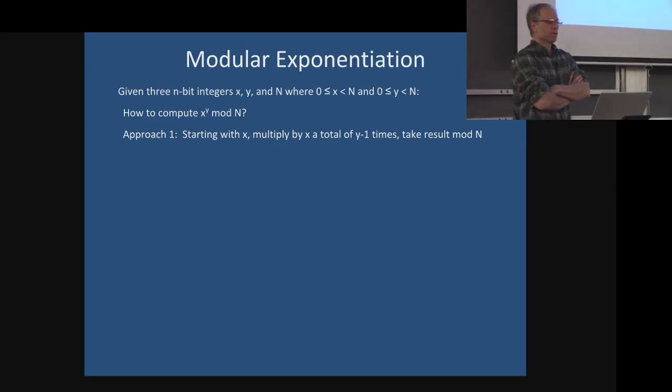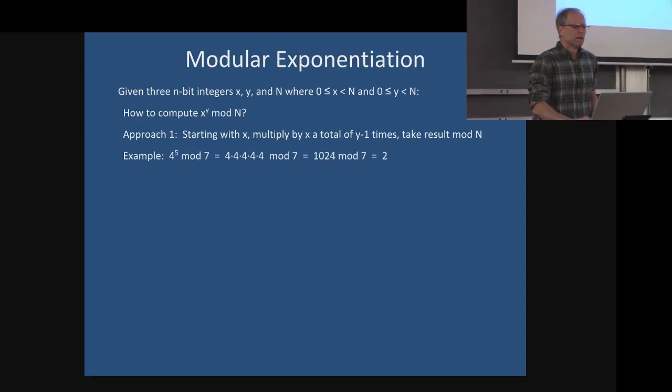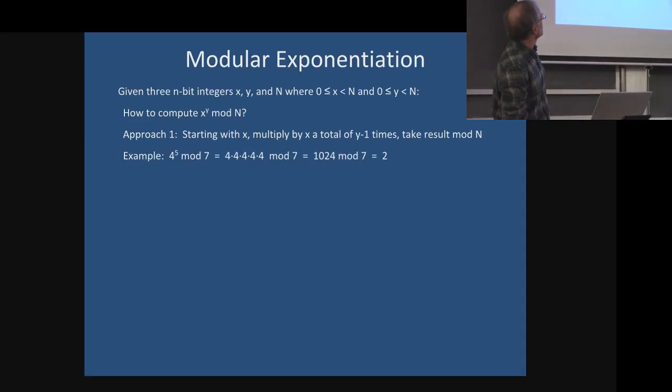So what we do is we just do x times x times x times x times x, y minus 1 times in a loop, and then we take the result mod n. That's probably the simplest way to think about it. So to take 4 to the 5th mod 7, we do 4 times 4 times 4 times 4 times 4, which is 1024. Take that mod 7, we get 2. What could go wrong?